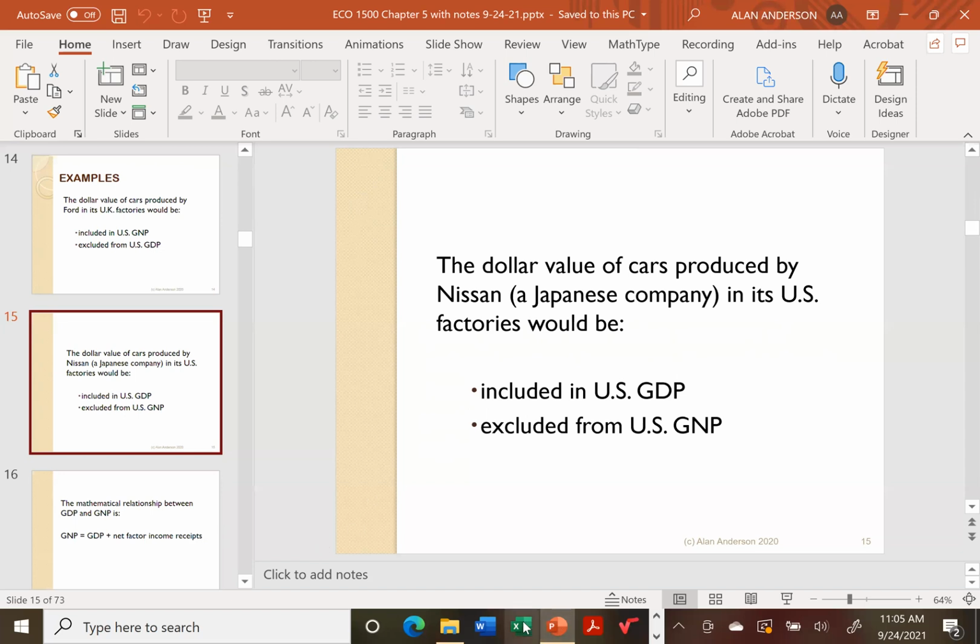Like if you were to look in, let's say, an article on the internet about the economy, let's see what we can come up with here. Hold on.